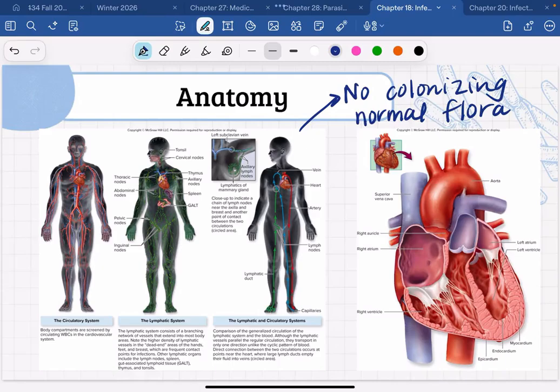And systemic means throughout the whole system. So this basically means your whole body. So if an infection becomes systemic, which it usually does when you have blood and lymph node infections, it very quickly can spread through your whole body and start affecting all of your organs and everything in your body.